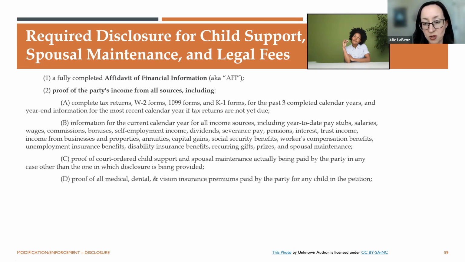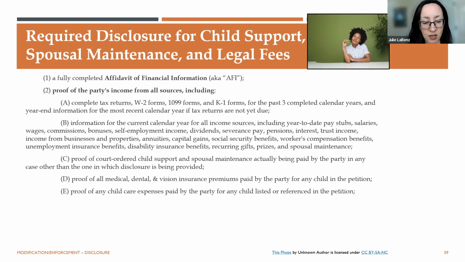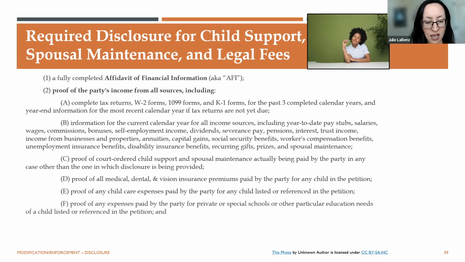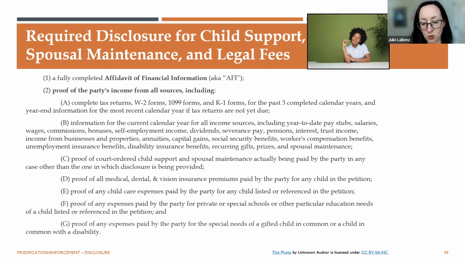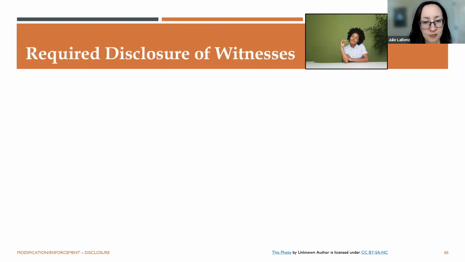If you're paying child support or spousal maintenance in another case, proof of that. If you're providing medical insurance for the child in common to this particular case, you want to provide proof of that. If you're paying child care expenses for the child at issue in the case, proof of that. Private or special schools or particular education expenses, as well as any special needs or gifted expenses, as well as expenses related to a child in common with a disability. So proof of all of that, if that's an issue in your case.